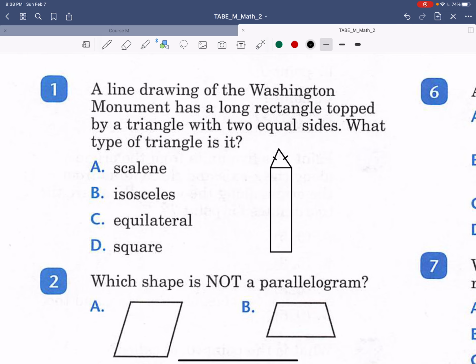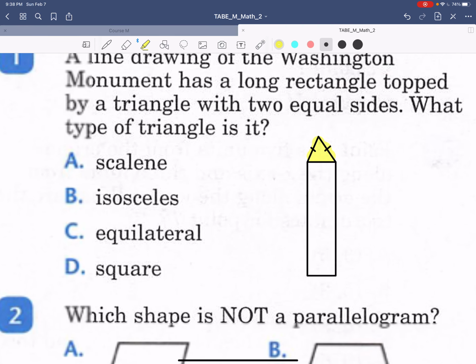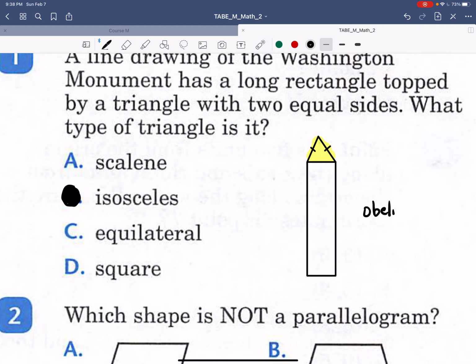The question is asking me to focus on the triangle. We're not worried about the rectangle. We're just looking at our triangle here. A triangle with two equal sides is isosceles. The entire monument is called an obelisk. Let me give you that word. And that is just the name of this whole shape. So an obelisk is this shape. But we are just looking at the triangle itself for this question.